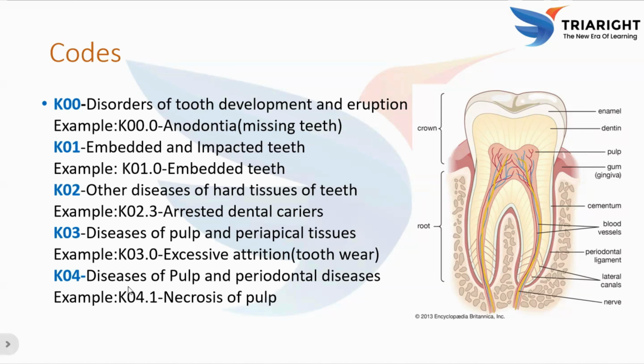And next, coming to K04. This code range indicates diseases of the pulp and periapical tissues. These cover the inflammation of the tooth pulp and surrounding tissue at the root. For example, K04.1. What does this code indicate? Necrosis of pulp. So what do you mean by necrosis?